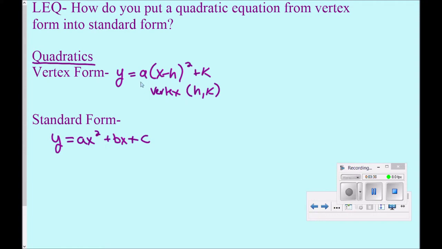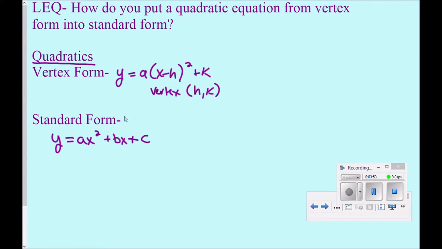So that is really the value that causes transformations to occur. Okay, so that should be the same whether we're looking at standard form or vertex form. So what we're going to do today is go from vertex form to standard form.